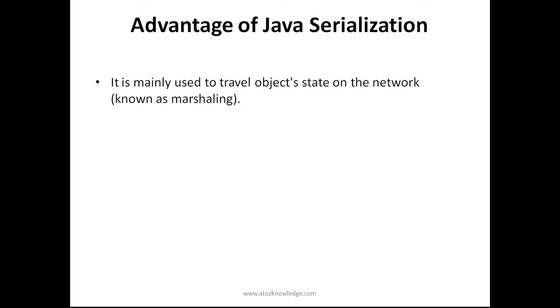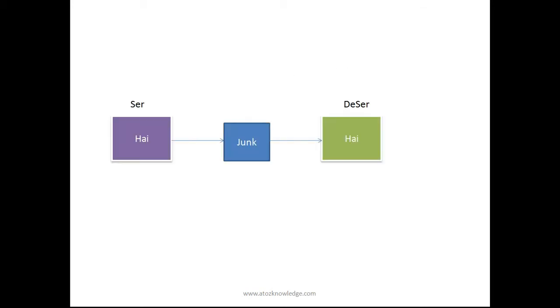I'm sending a text "hi" and I do serialization, so it gets converted to some junk format, a byte stream of zeros and ones. I use this in the network to transfer my data in a very secure and fast manner. On the receiver side, they have to run deserialization code to get the actual content "hi".